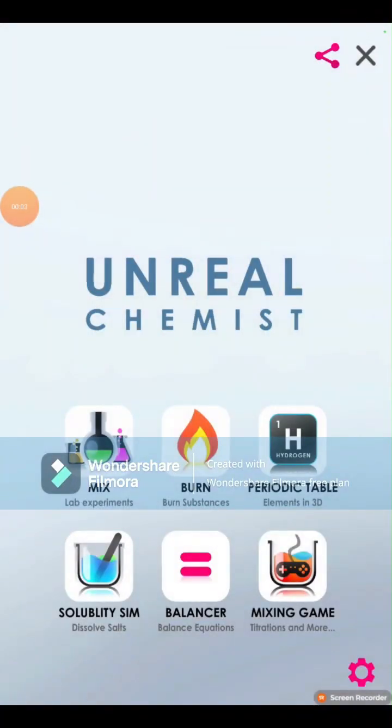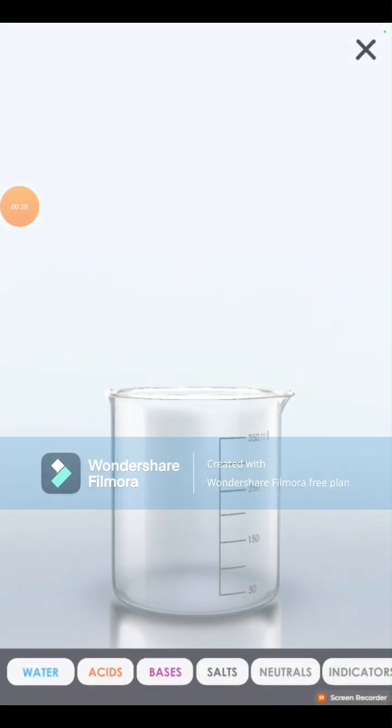Hello guys, so today we are going to see how the neutralization process happens and also see how two indicators work. So let's start. This is the app called Unreal Chemist. In this I am going to show you. So I will go to lab experiments.